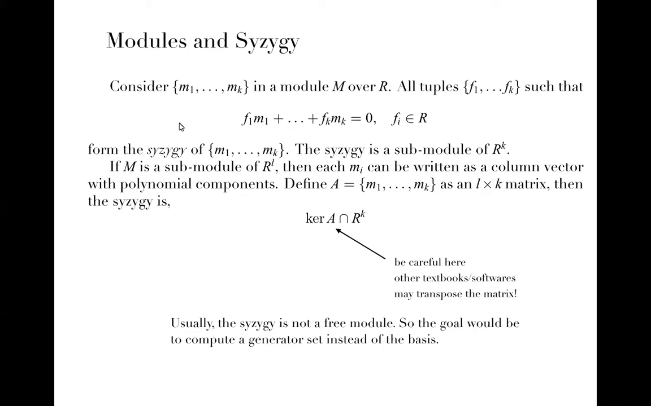Suppose we can find this situation. This situation, again, is a submodule of R^k. The thing is, usually this situation is not so simple. You can find a finite generating set for it, but the very bad thing here is that this is not a free module. So although you can find a generating set, there's no way to get an independent generating set. But anyway, right now the goal is just to find some kind of generating set instead of a basis.